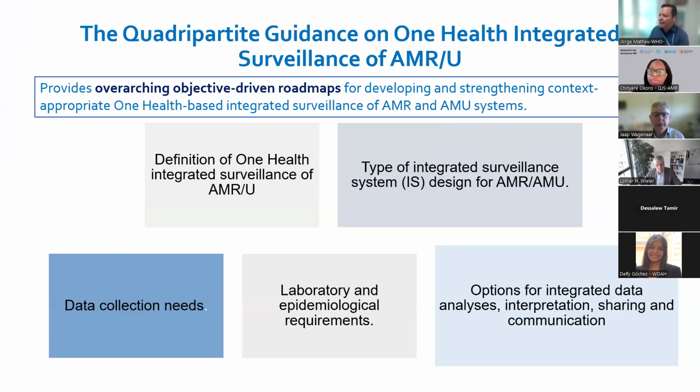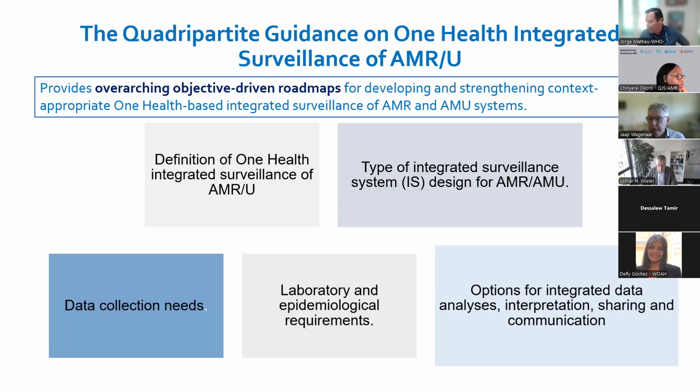What you will find in this guidance that we are launching today, it's important to mention, and some of my colleagues also mentioned, is that this document is an overarching document and it's a living document. We consider that there is a lot of work and important evidence that we need to also include in the integrated One Health surveillance systems. So as Jaap shared, you will find the definition of this One Health integrated surveillance system. I will also share with you some types of integrated surveillance systems, the data collection needs, some of the requirements that are needed from laboratory, but also for epidemiology, and also the options for integrated data analysis, interpretation, sharing, and communication. This is one of the big tasks that we still need to work on.